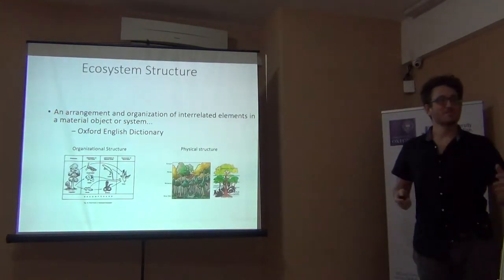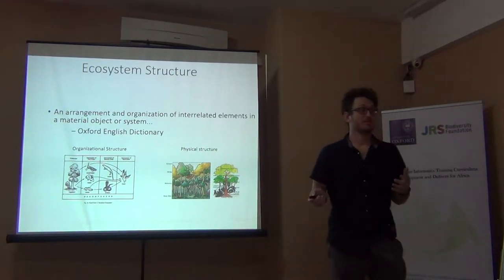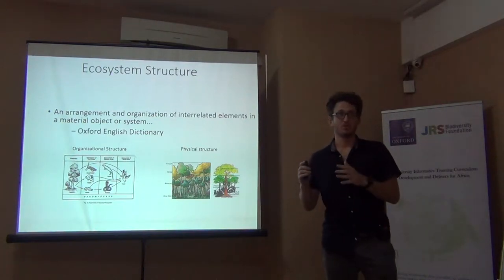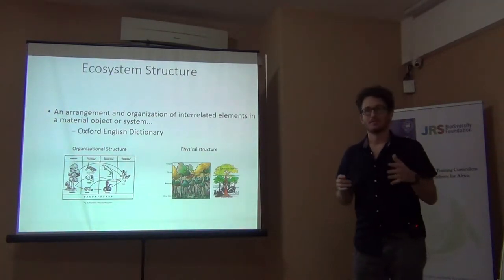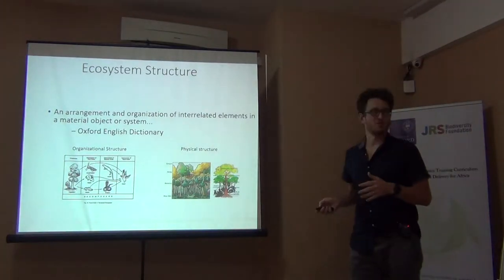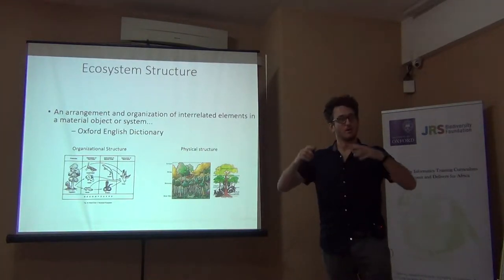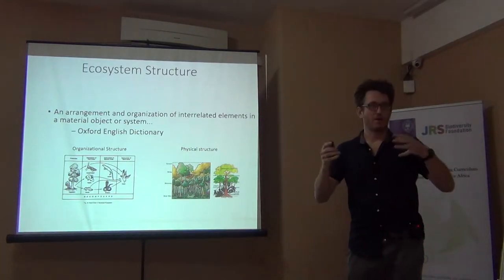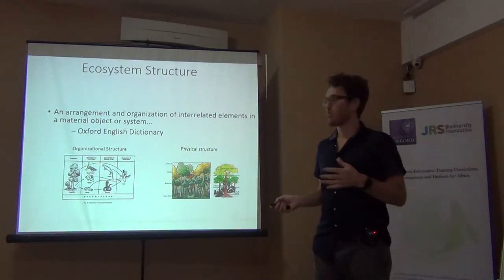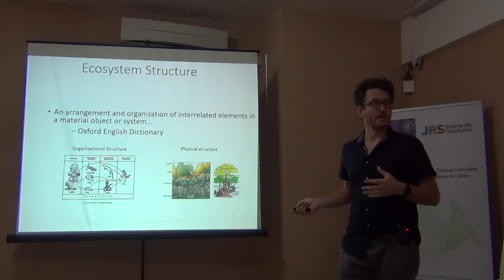So we're going to be specifically talking about ecosystem structure. And really when I think of ecosystem structure, there's kind of two different ways that we can think about it, and two different ways that ecologists tend to think about it. The first that we'll cover is this kind of organizational structure: the way that the different organisms are organized within the system and how they all fit together. And then there's the physical structure. And so we're going to do some R exercises in both of these later today.